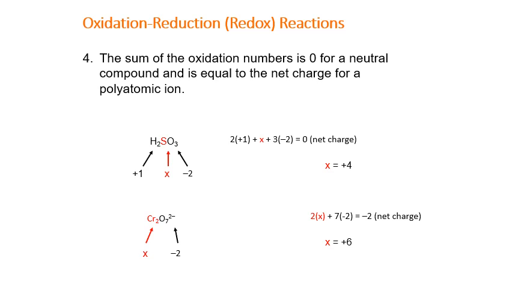The sum of the oxidation numbers is 0 for a neutral compound and is equal to the net charge for a polyatomic ion. For example, H2SO4. Let's calculate the oxidation number of S. We have two hydrogens with +1 charge, plus X for the charge of sulfur, and four oxygens with the -2 charge. Since the whole thing equals 0, it's neutral, X equals +6. Pause this video, calculate the oxidation state for chromium in the anion below, and compare the answers.